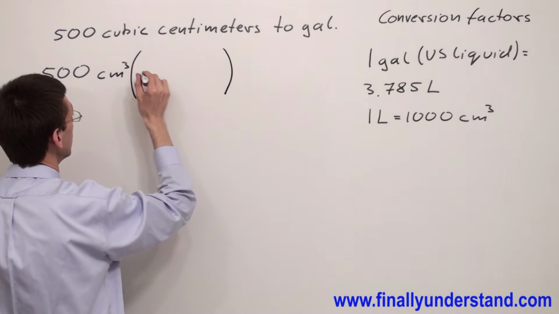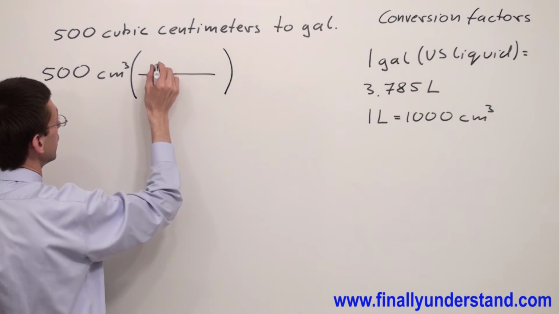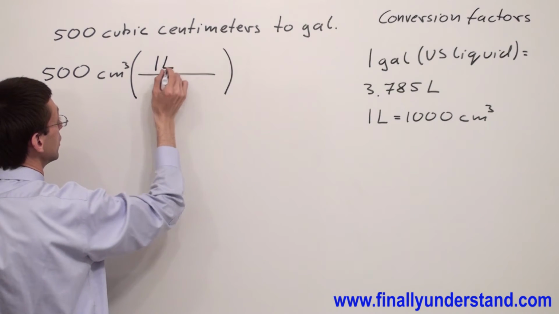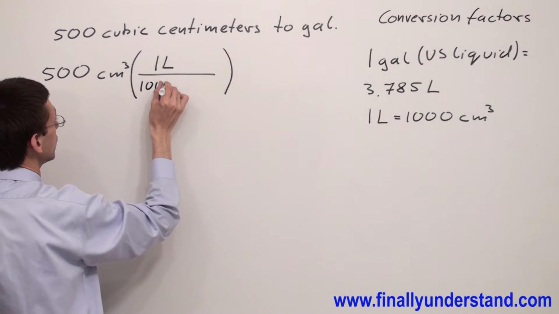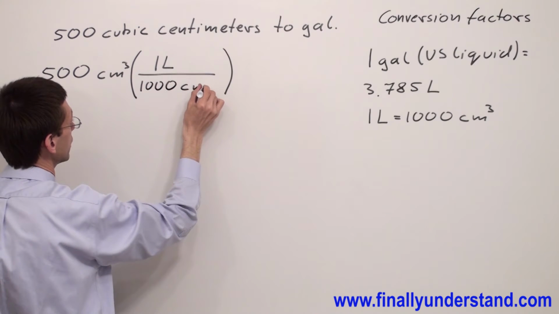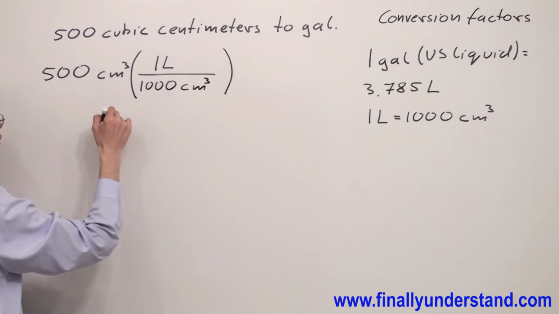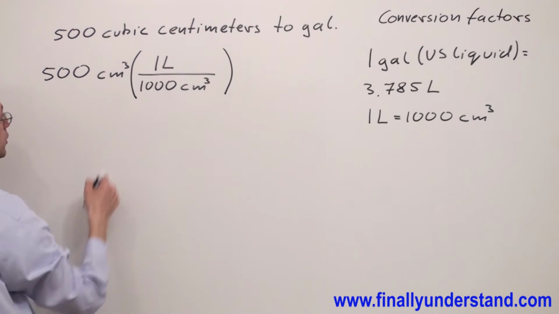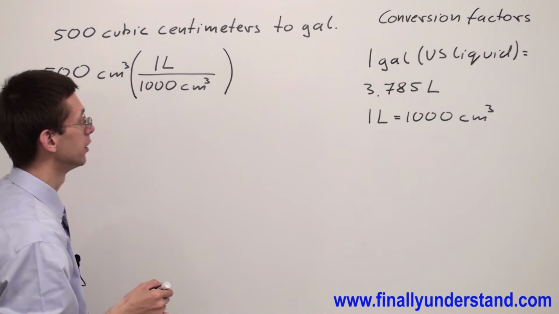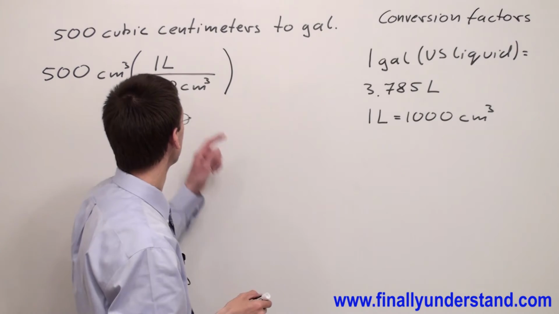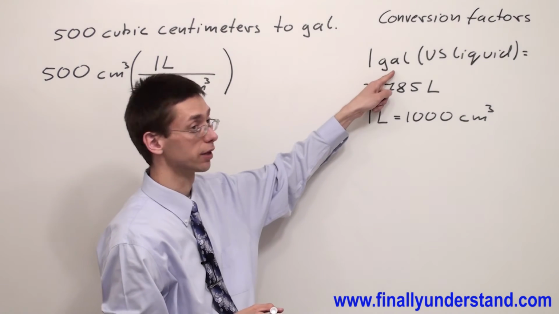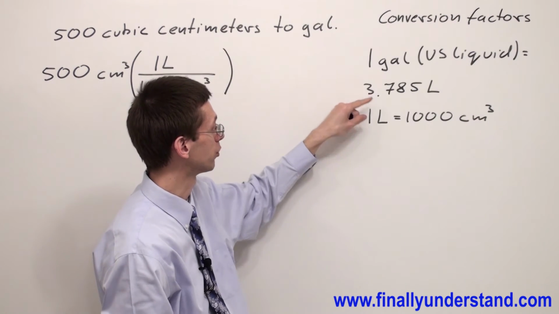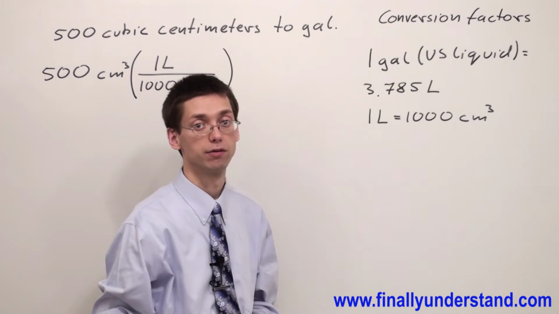I'm going to multiply by the conversion factor, which says 1 liter is equal to 1000 cubic centimeters. Why? Because I want to eliminate the cubic centimeters. And 1 liter is going to help me to convert liters to gallons, because I have a conversion factor which says 1 gallon is equal to 3.785 liters.